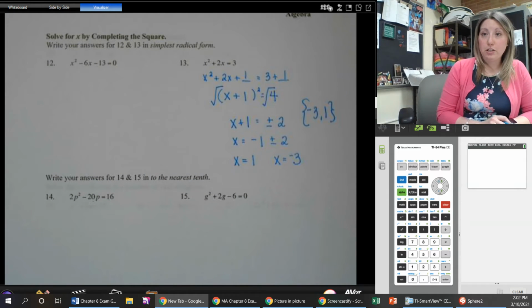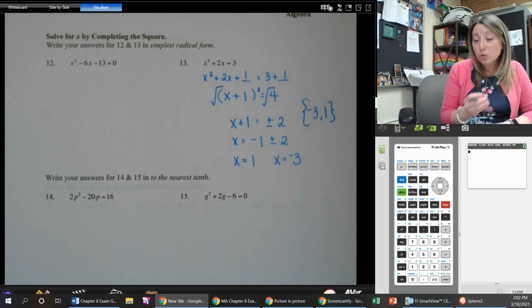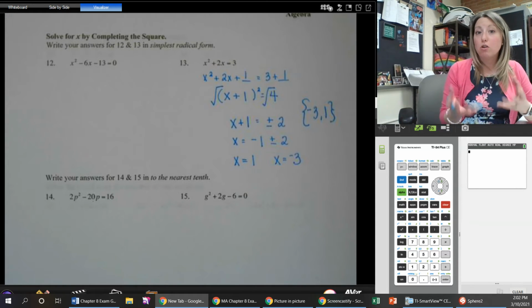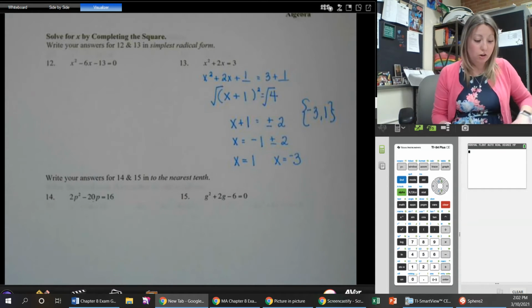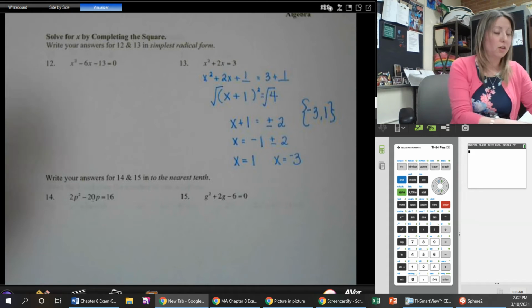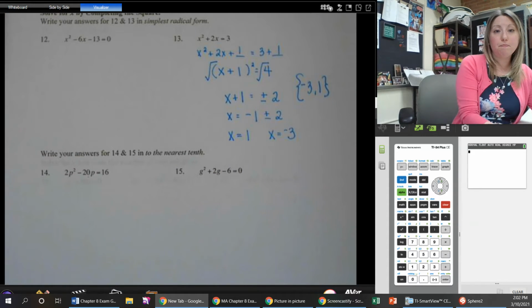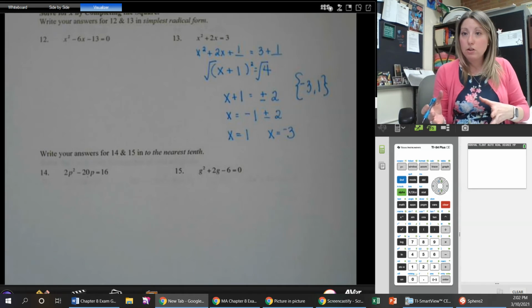Now let's do number 15 together. In this one, I will show you simplifying the radical before I plug it into my graphing calculator, just to get you on both ends of this, right? So number 15, this time we're given standard form to start.